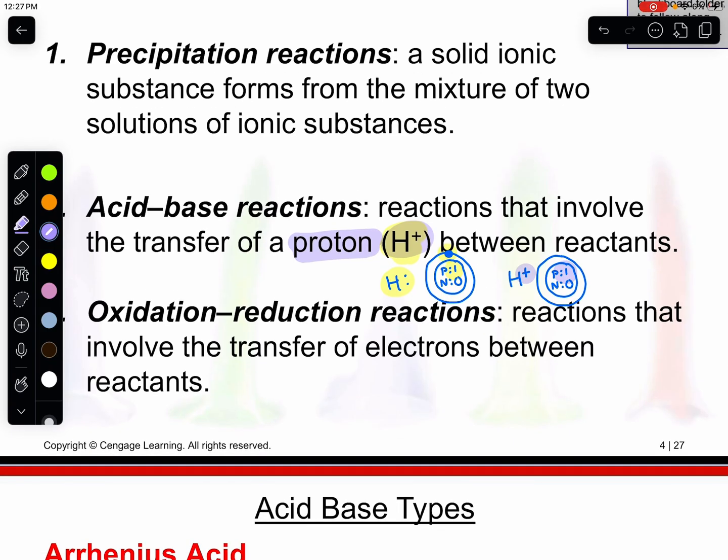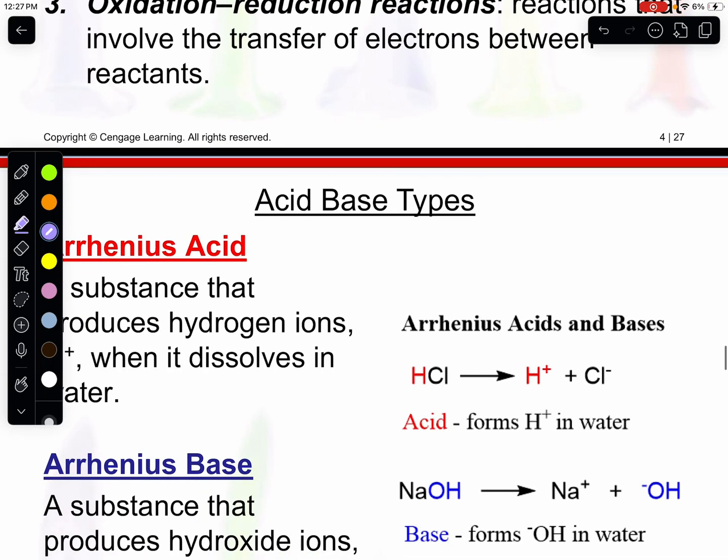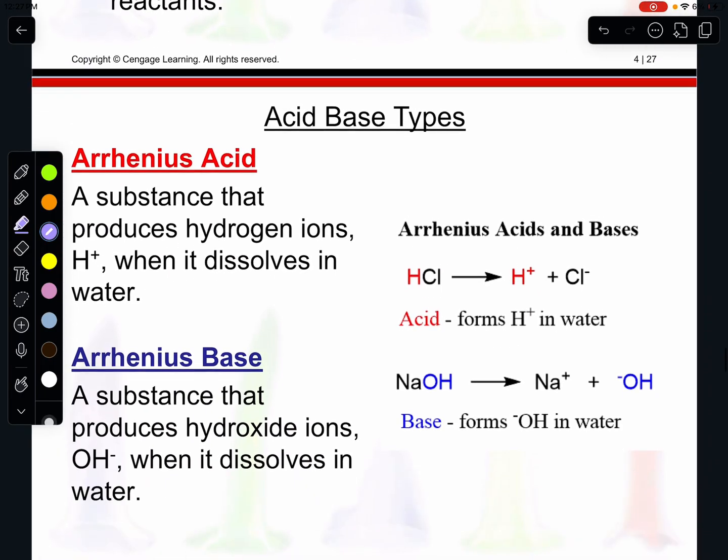And then the last one is oxidation reduction. We're going to get into oxidation reduction a little bit later on in the year, but basically that is the transfer of electrons between reactants. So as we said, let's look at acid-base.